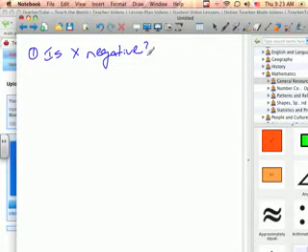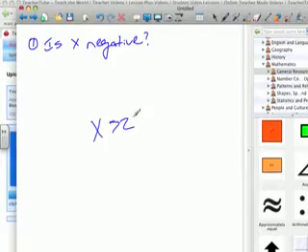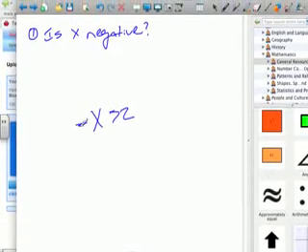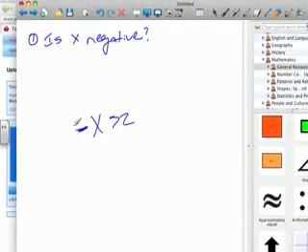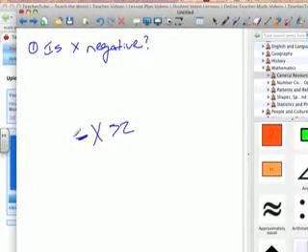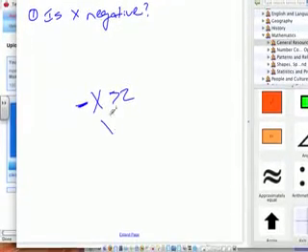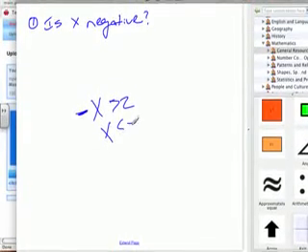Now, if x is negative, that means that's the opposite of x. And that's a little tricky for some of you to understand. I mean, the thing is, if I say that x is more than 2, that's cool. But what if I say the opposite of x is more than 2? Oh, wait a minute. If x is 2, what's the opposite of more than? Oh, it's less than.